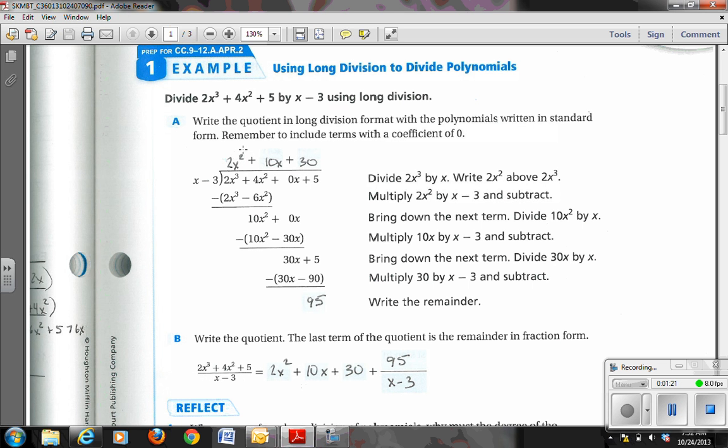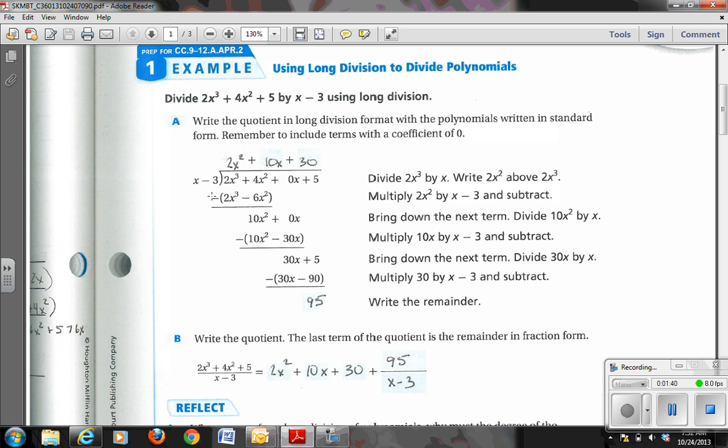Once I figure that out, then I'm going to take 2x squared and I'm going to multiply it not only by x, but also by this constant 3. So when I do that, of course I'm getting 2x cubed here because that was the whole point, right? I was figuring out what I needed to put on top in order to get 2x cubed. But when I multiply it by the 3, I get a minus 6x squared.